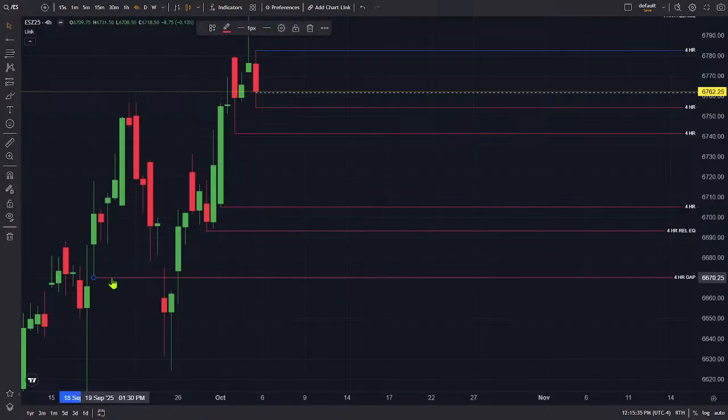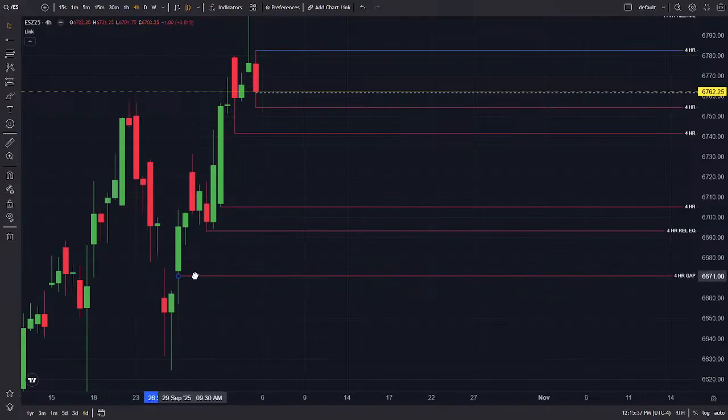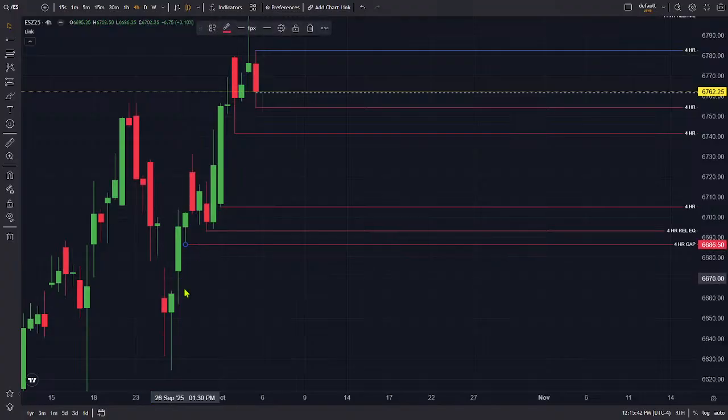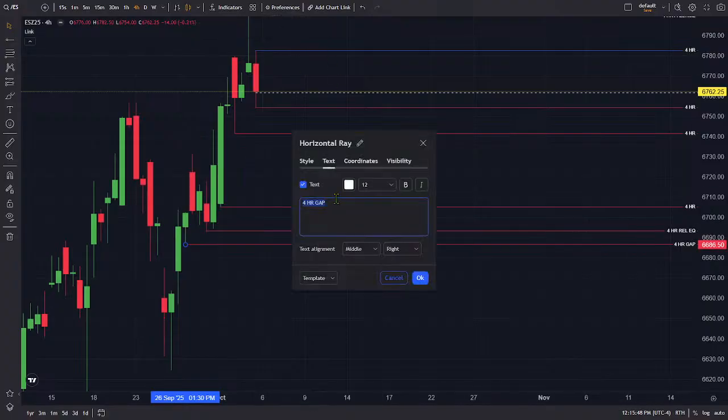Okay, so this one is no longer a gap. We traded through it. So we can relabel it.